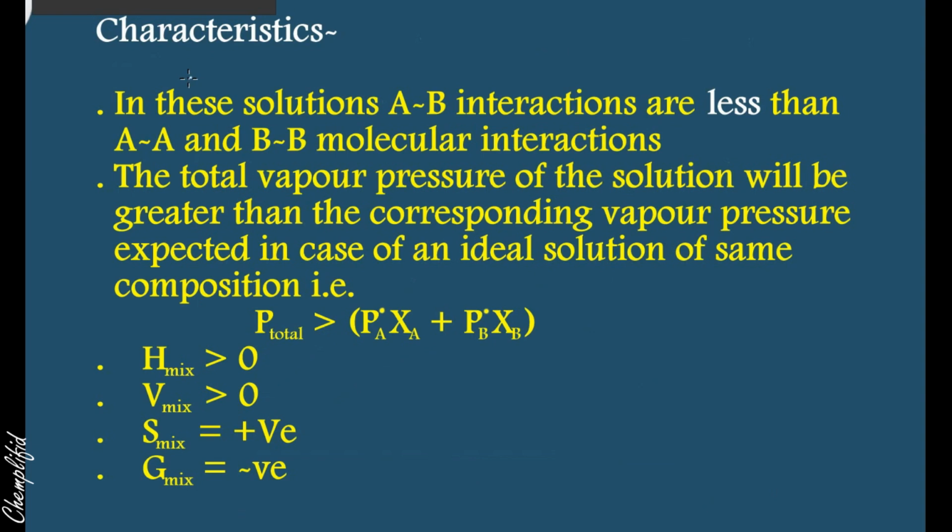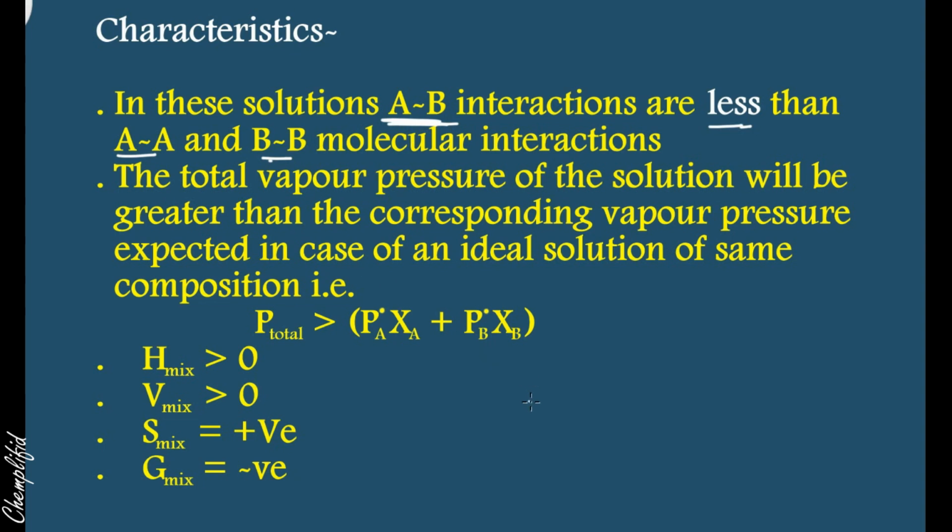Now if you read the characteristics, you will find that in these solutions AB interactions are less than AA and BB interactions. What do you establish from this statement? Whenever I am talking about interactions, I am talking about force of attraction between the particles. AB interactions are less means the force of attraction between A and B is less than AA and BB molecular interaction.